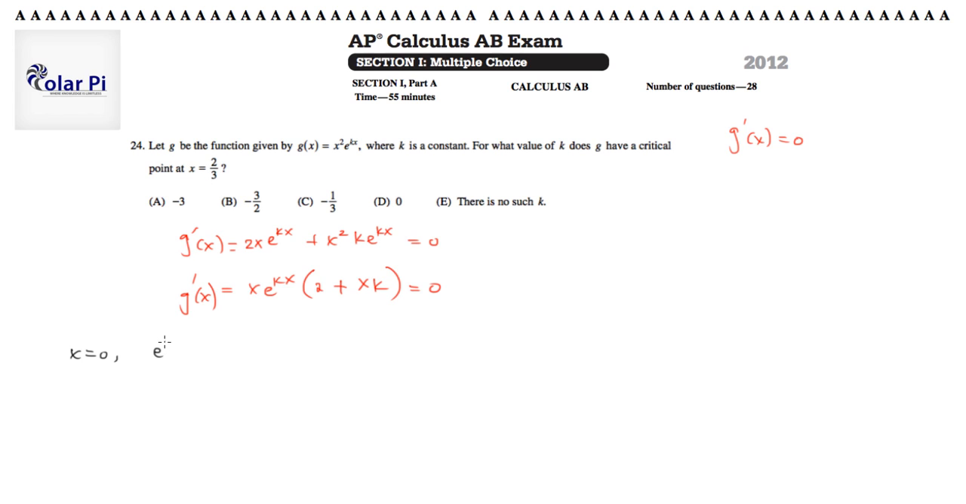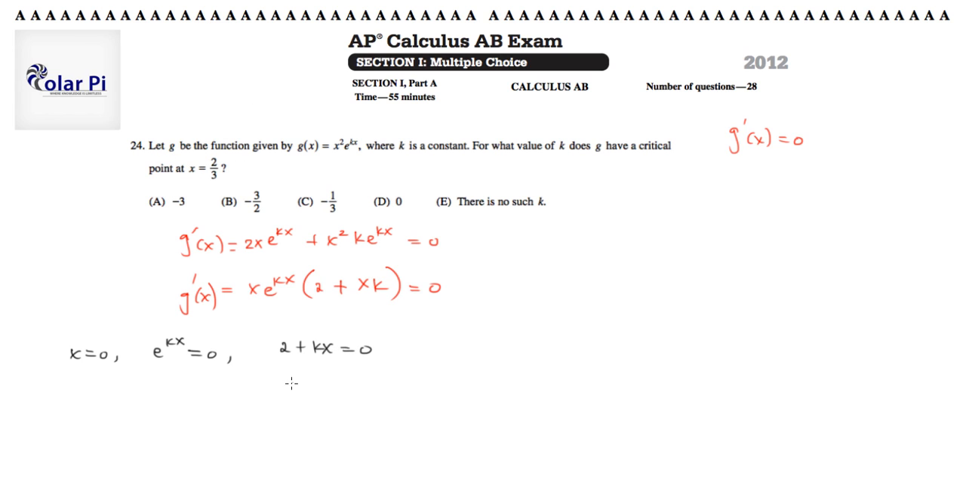And also, if e to the kx is equal to 0, there's no value of k that will make e to the kx equal to 0. And you should know that. If you don't, you should study e to the x a little bit more. I have other videos where I've explained that in more detail. So it must be that we have 2 plus kx, which I wrote awkwardly as x times k there, equals 0. That gets us this critical number.